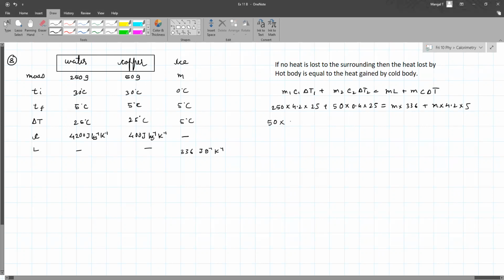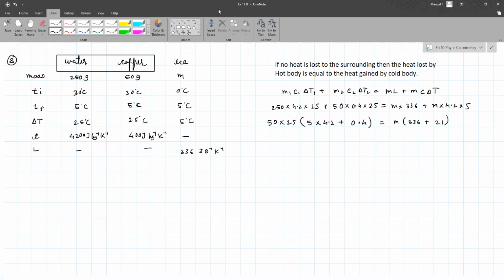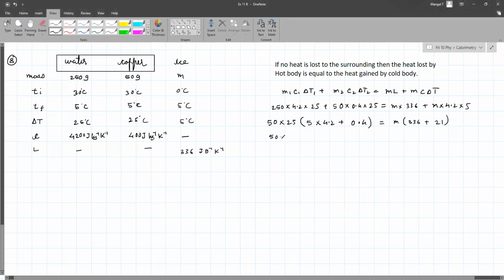So I can take 50 common, I can take 25 common. So this will be 5 into 4.2 plus 0.4, and this is M common, that is 336 plus 21. So 50 into 25, and this will be 5 into 4.2, that is 21, plus 0.4, that is 21.4. And this is M into 357. I suggest that when you keep something like this, it becomes easier to reduce, rather than just multiplying, getting a bigger number and then again dividing.